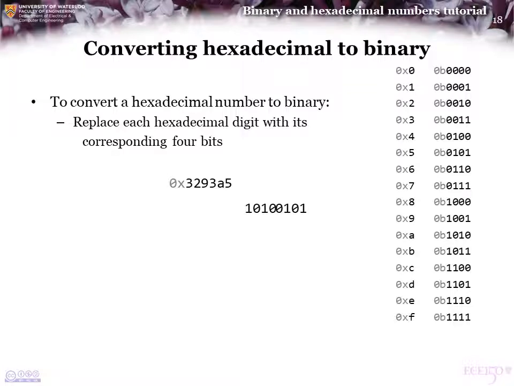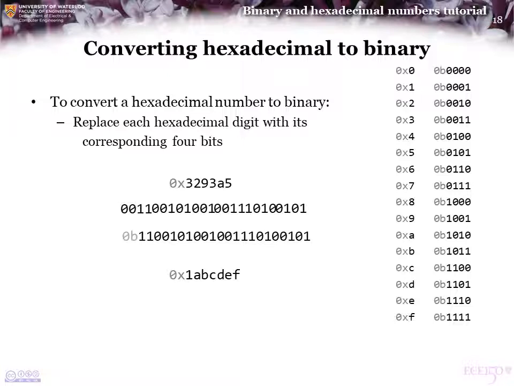I'll replace the 3 with 0, 0, 1, 1. I'll replace the 9 with 1, 0, 0, 1. I'll replace the 2 with 0, 0, 1, 0. And I'll replace the 3 with 0, 0, 1, 1. All right, I can now take off the 2 leading bits and replace that with 0b, just to emphasize that this is a binary number.